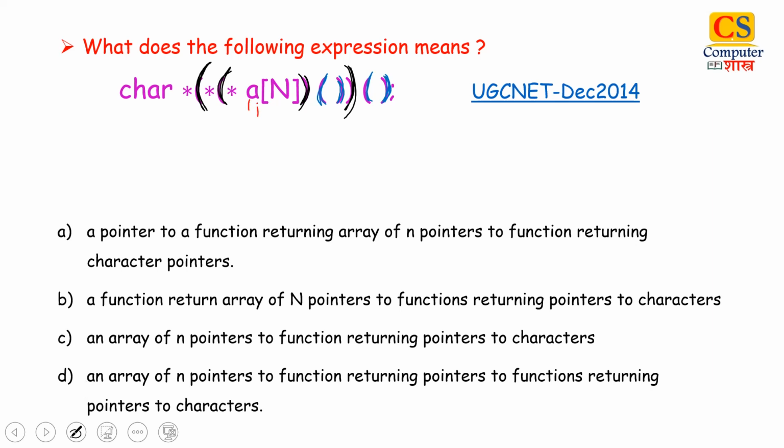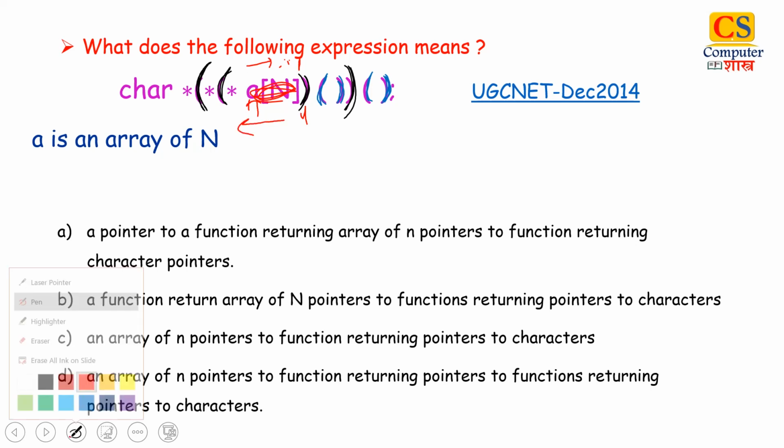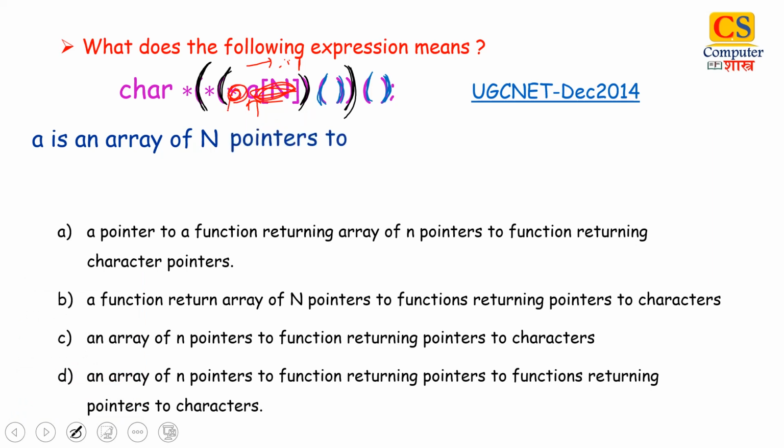Okay, we will always start with variable name, that is a. Move towards right. On right we have this array, so we will write a is an array of n. Now n is our array size. Now on moving towards right, we have this parenthesis bracket in black color, right? So we need to move towards left direction. I hope this is clear. On left, we have this pointer. So we will write pointers to.